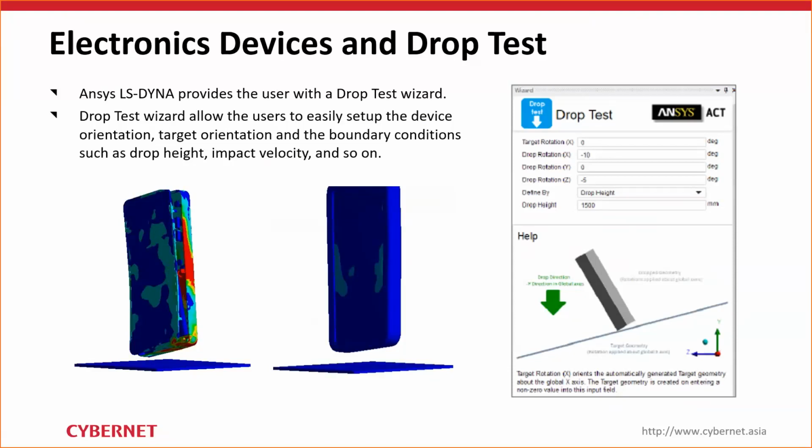Essentially, the workflow is that you import your geometry into the Ansys environment. Then you set your desired configuration or parameters inside this drop test wizard. And then it will automatically set up these conditions for you.